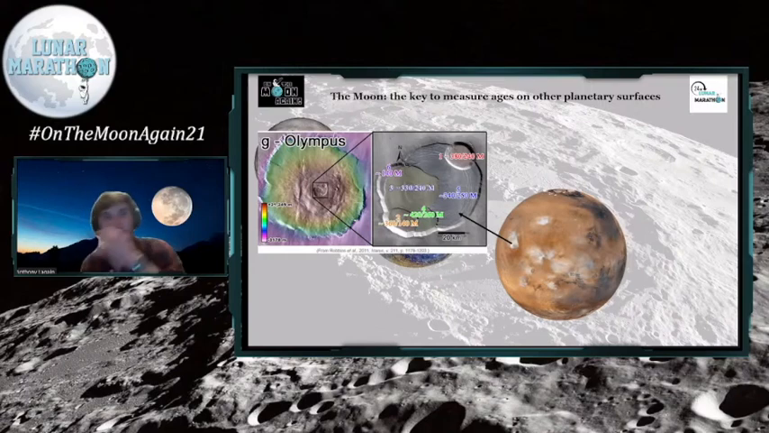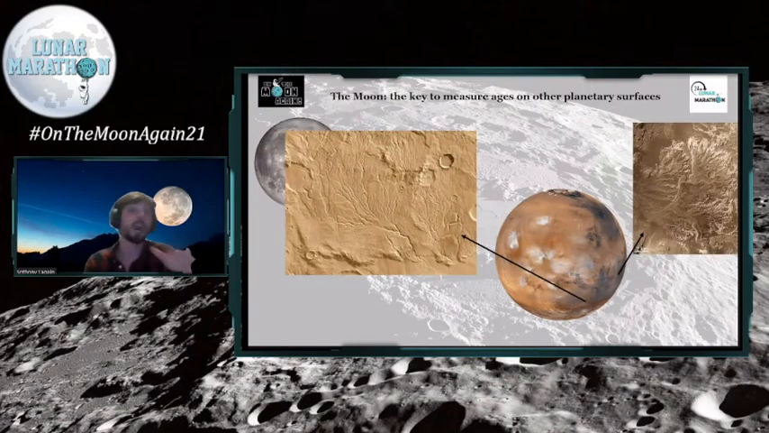Or we can also estimate when and for how long liquid water has flowed on the surface of Mars, which has important implications, obviously, on the research of life on the red planet. So you can see that the moon is very useful to study the other planets as well.